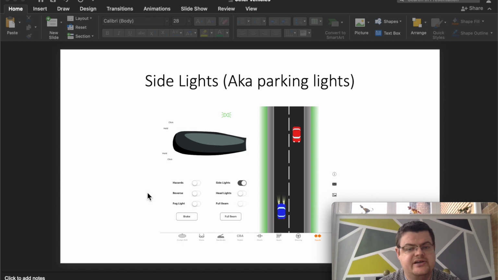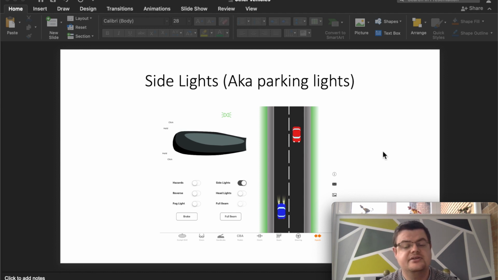So side lights, sometimes known as parking lights, that might make it easier to understand what they're used for. They're just very, very small little bulbs. They're almost like a candle in the dark. They're not going to light up anything in front of you. It's just going to be a little candle in the dark, just so you can maybe be seen by the road users a little tiny bit. And this other name gives you a clue: parking lights.